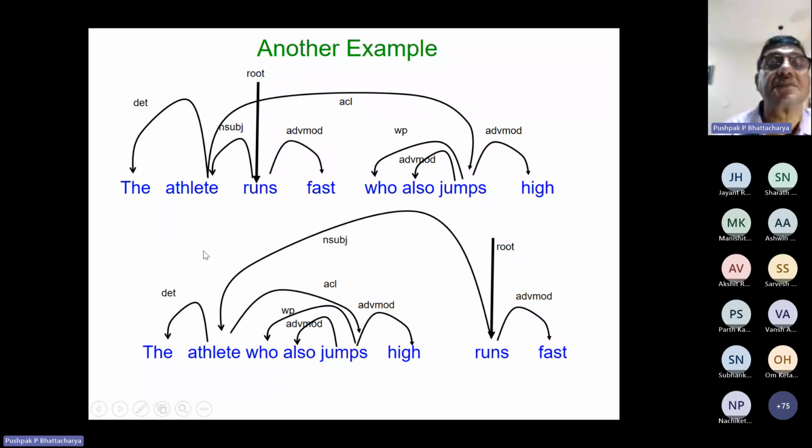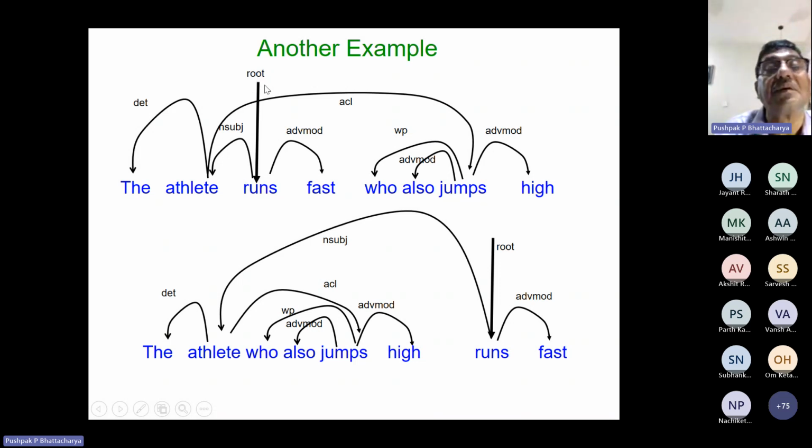But in this case, there is no path. Athlete to jumps. Okay, runs is the main verb. So runs to athlete, runs to fast, it's fine. Then athlete to jumps, there is a clausal arc, ACL. So between the head and the modifier, there are many words: runs fast, who also. So you see there is a crossing of arc here, and there is no path. So athlete to jumps, athlete to fast, there is no path. And there has been a crossing of arc. It has crossed the arc from root to runs.